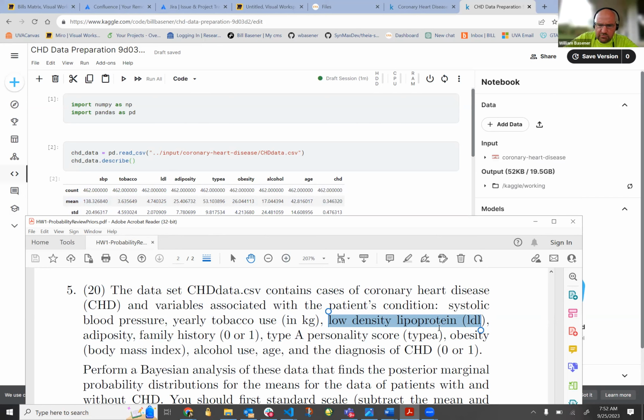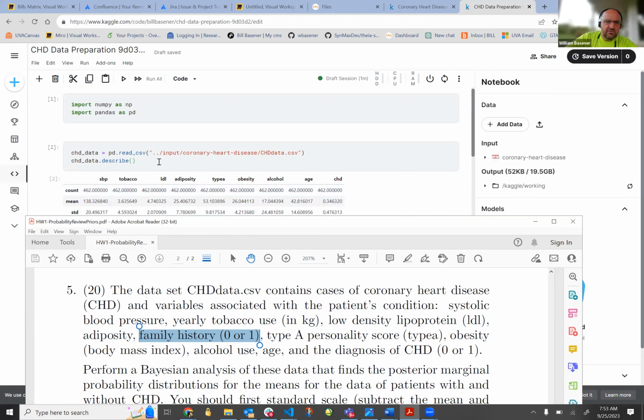Low density lipoprotein, LDL. If you're a doctor, that probably makes a lot of sense to you. Adiposity makes me think of the Doctor Who episode with adipose. Family history, which is a 0 or 1. Now, this is interesting. Let's see, where's family history? Alcohol, age, adiposity, type A.